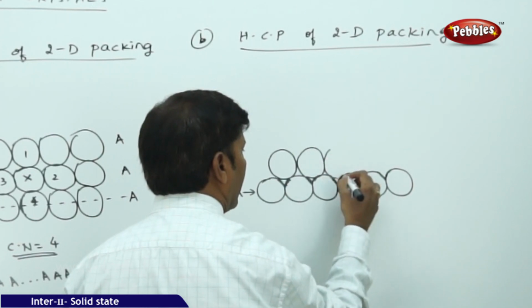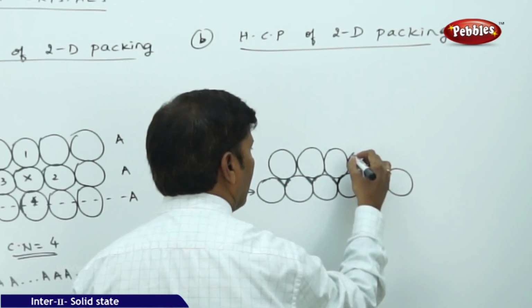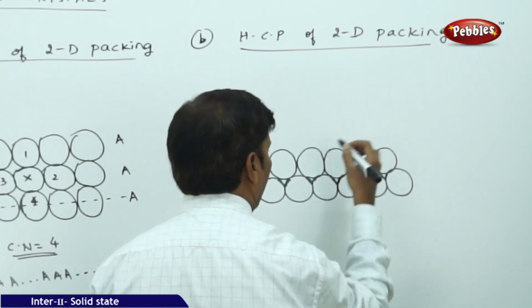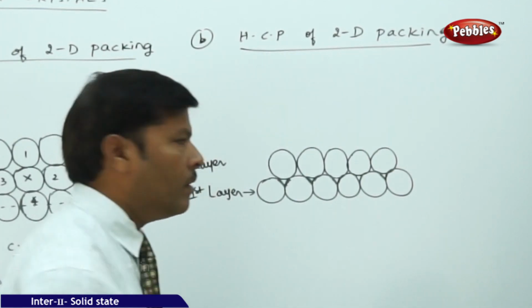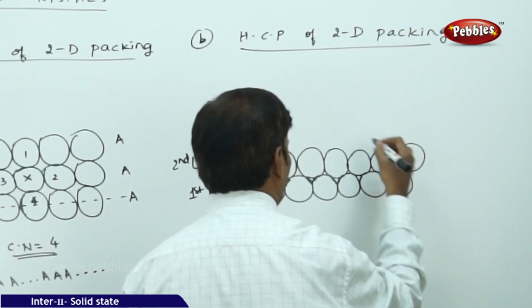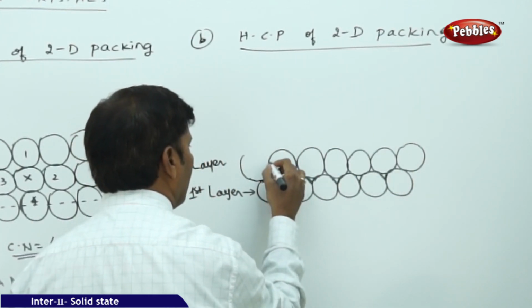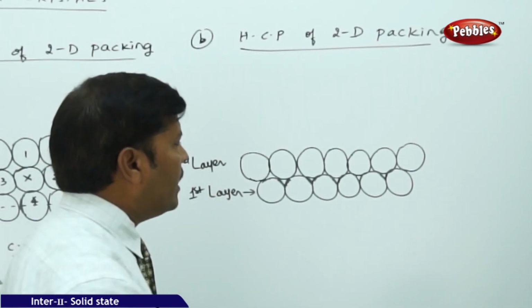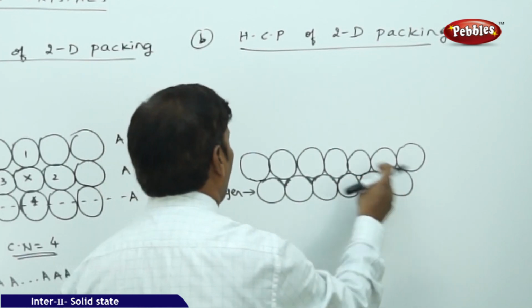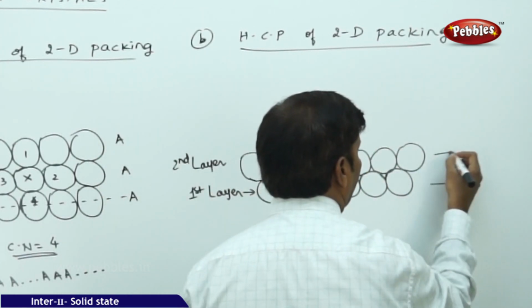Then you place another sphere like this, another sphere like this. And you continue. Take another sphere like this, and here also you can take another sphere like this. Now you are able to notice that the first layer spheres are not the same as the second layer spheres. So the first layer is designated as A, the second layer is designated as B.